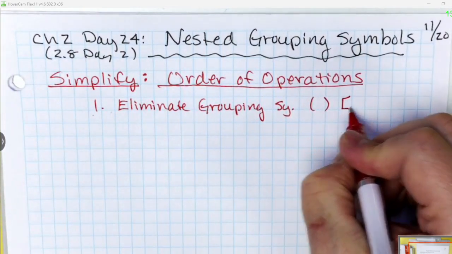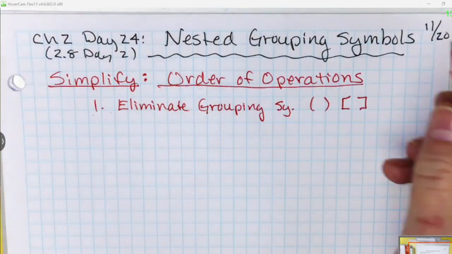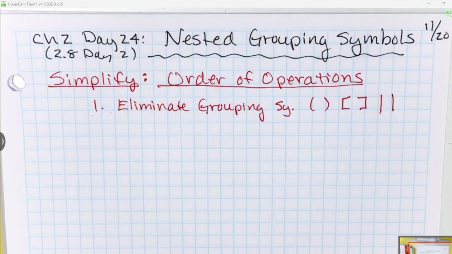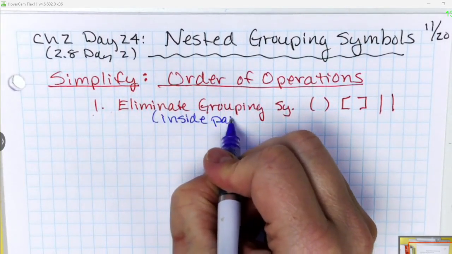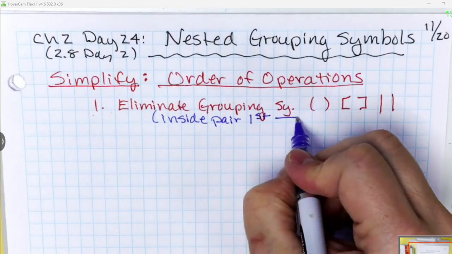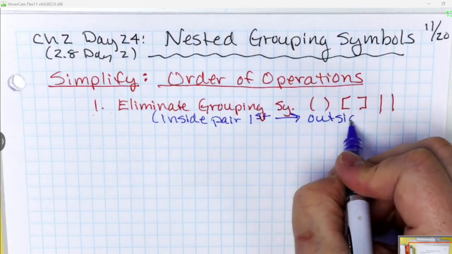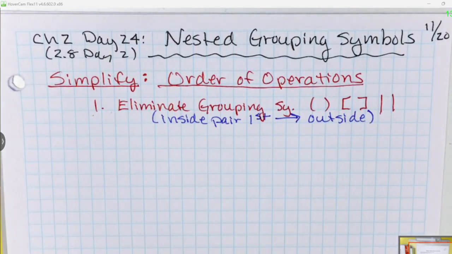Parentheses are grouping symbols. Brackets are grouping symbols. Absolute value bars are grouping symbols. There's actually a lot of different grouping symbols. But the important thing is that when you are getting rid of them or you're eliminating them, that you always do the inside pair first. And then you're going to work your way outside until you've gotten rid of all the grouping symbols. So it's always inside pair first. That's pretty much the only new part of what we're going to do today. So inside pair first and then work your way out.